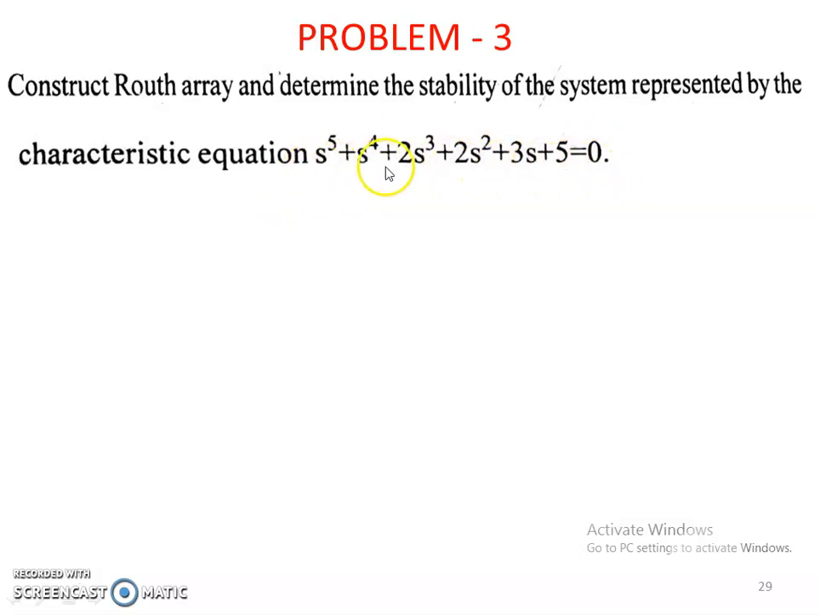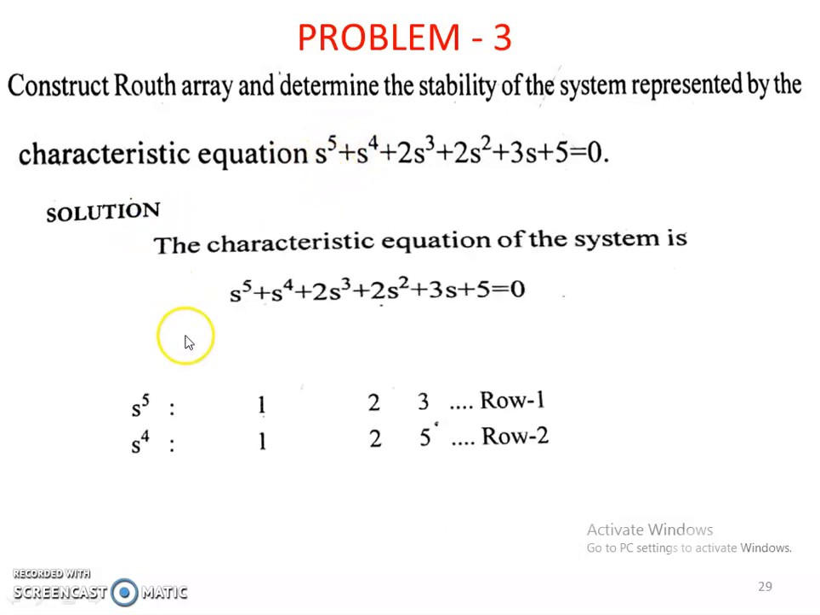So from this given characteristic equation, we are going to form row 1 and row 2. Here s to the power 5 is the highest order. So first we are starting with the row s to the power 5. The coefficient of s to the power 5 is 1, the coefficient of s cube is 2, and the coefficient of s is 3. So 1, 2, 3 forms the first row.